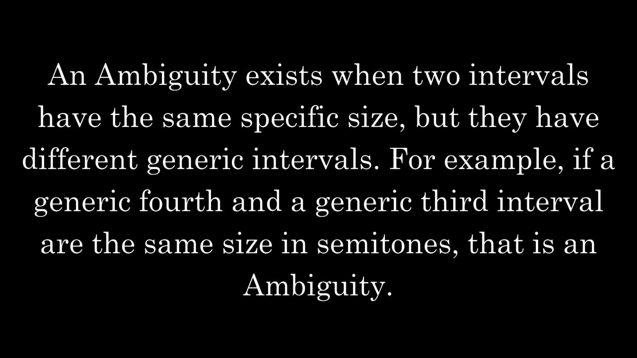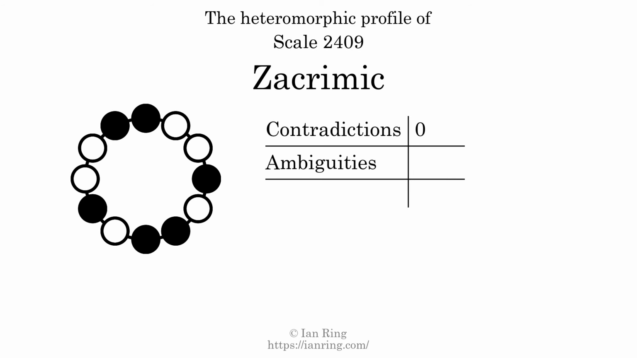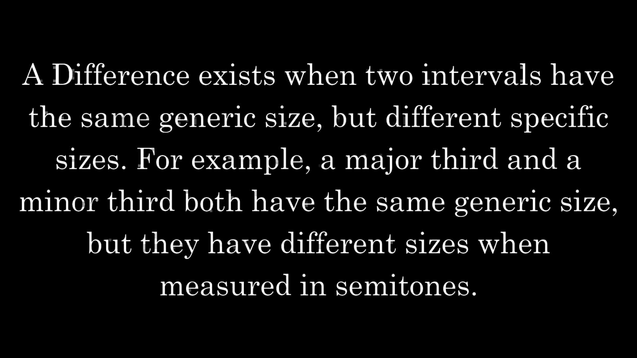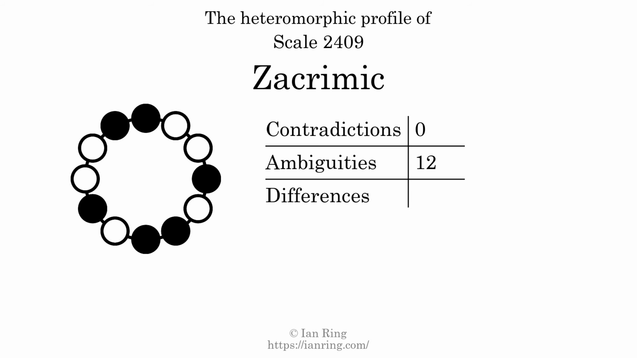An ambiguity exists when 2 intervals have the same specific size, but they have different generic intervals. For example, if a generic fourth and a generic third interval are the same size in semitones, that is an ambiguity. The number of ambiguities in this scale is 12. A difference exists when 2 intervals have the same generic size, but different specific sizes. For example, a major third and a minor third both have the same generic size, but they have different sizes when measured in semitones. The number of differences in this scale is 57.